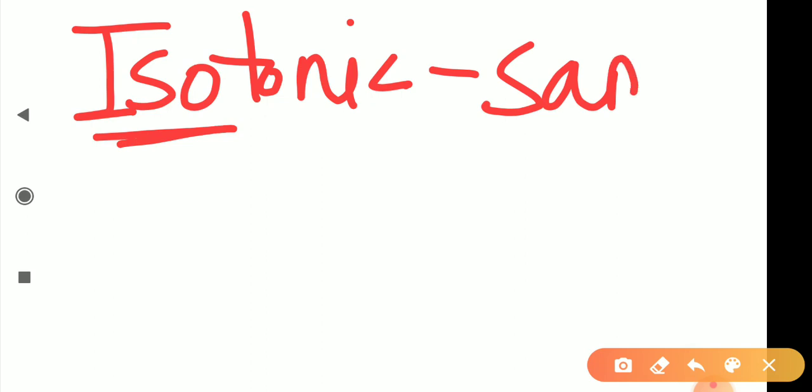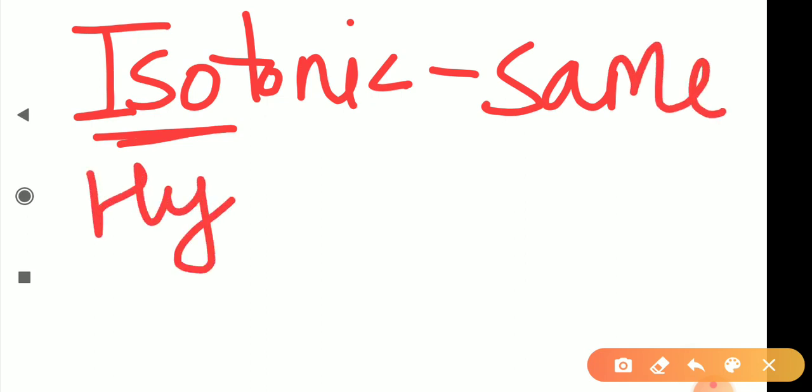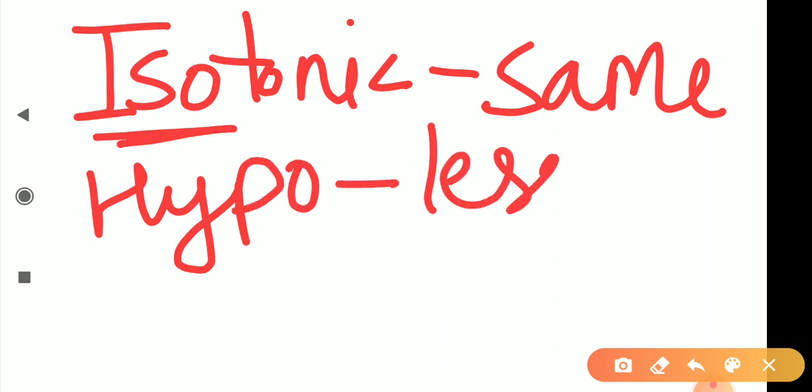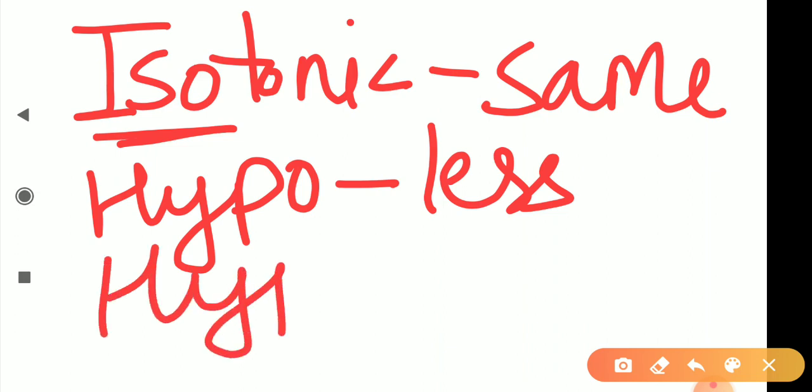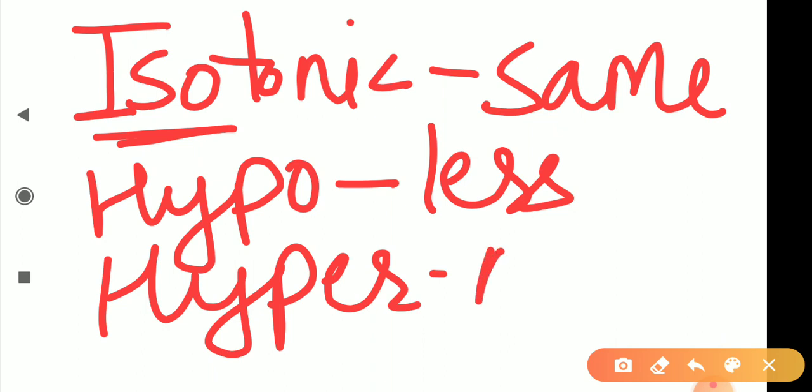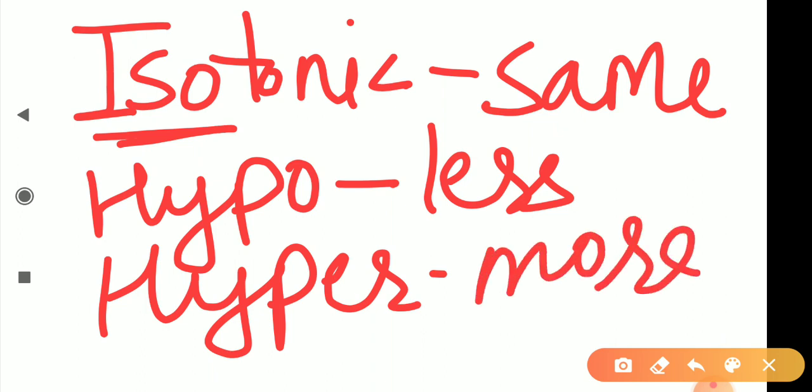First of all, let me explain, then we'll move back to the previous slide. Isotonic. The word iso means same, and the word tonic means concentration. Hypo means less, and the tonic word means concentration. Hyper means more, and the tonic means concentration.